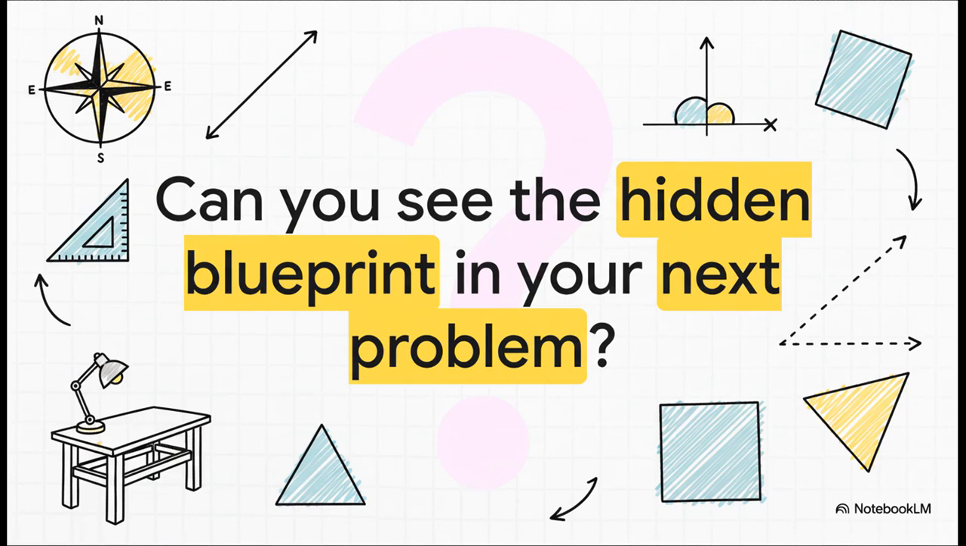So there you have it. From the basic grid all the way to the most advanced strategies, you now have the complete architect's toolkit for working with straight lines. The only question left is, the next time you face a complex problem, are you going to be able to see the blueprint hidden inside?